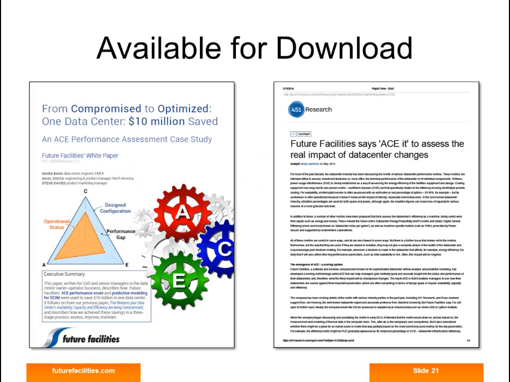A detailed description of this case study is available for download from our website at www.futurefacilities.com. The white paper is called From Compromised to Optimized: How One Data Center Saved $10 million. Also available is a good description of the ACE performance score, which was written up by the 451 Group, Andy Lawrence, and it was published in May of 2014. That report is also available on our website.